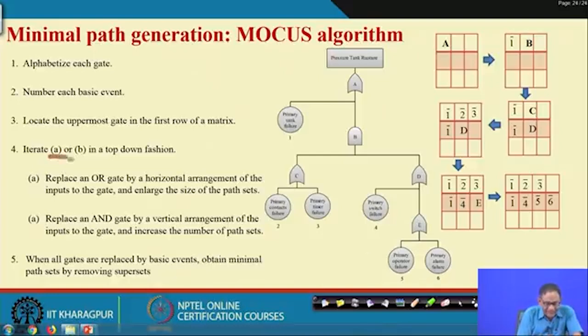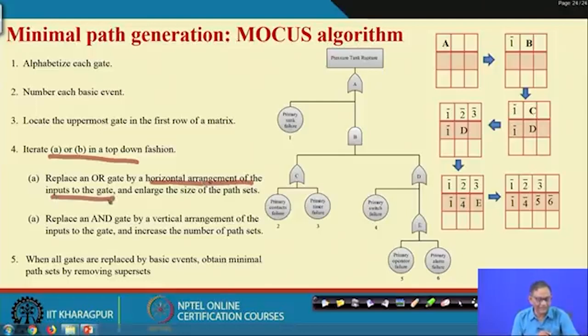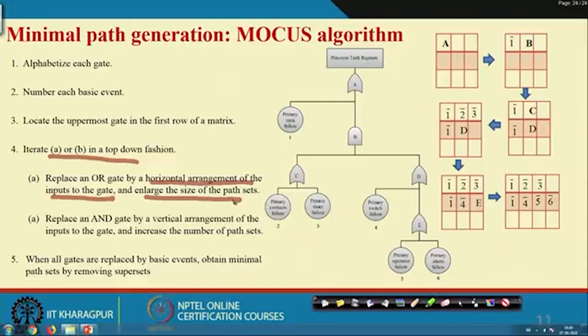The difference starts here. In a cut set, we say that an OR gate increases the number of cut sets, and an AND gate increases the number of elements in a cut set. But in the case of path sets, or an RBD, when you go for path set computation, any OR gate is replaced by a horizontal arrangement of the inputs to the gate, enlarging the size of the path sets. And what will an AND gate do? It increases the number of path sets.